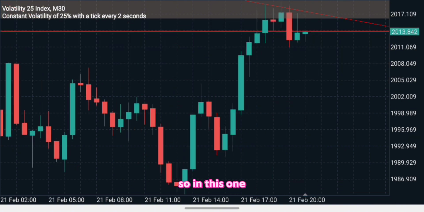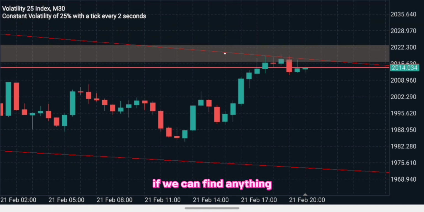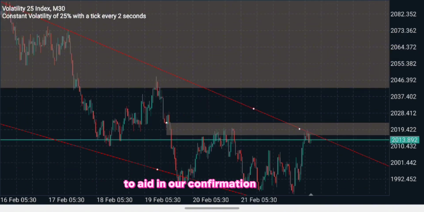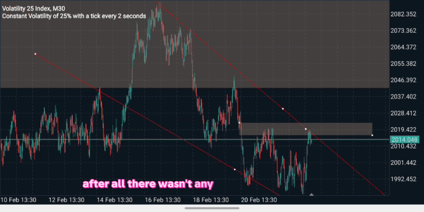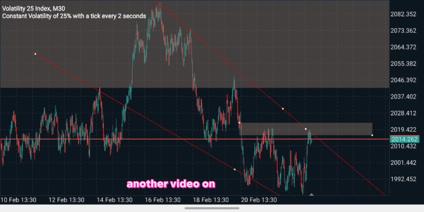So in this one, let's see if we can find anything in the 30 minutes time frame. There's nothing that you can use to aid in our confirmation analysis, so we just have to wait for other confirmations. After all, there wasn't any good setup that we can use to enter the market. So I'm just going to cut the video, and then I'll do another video on top-down analysis.